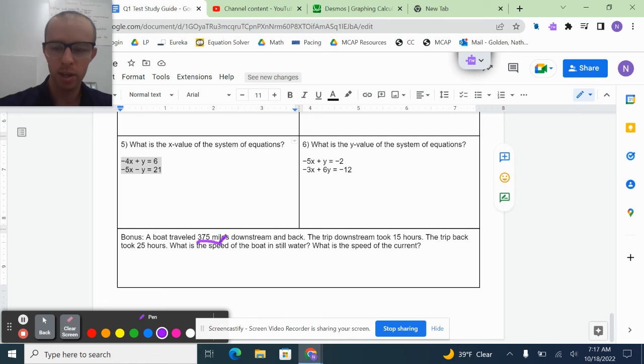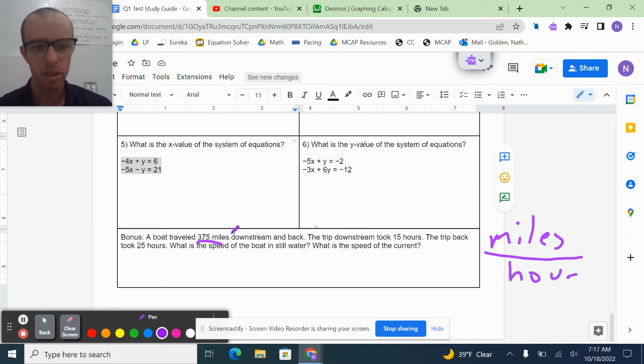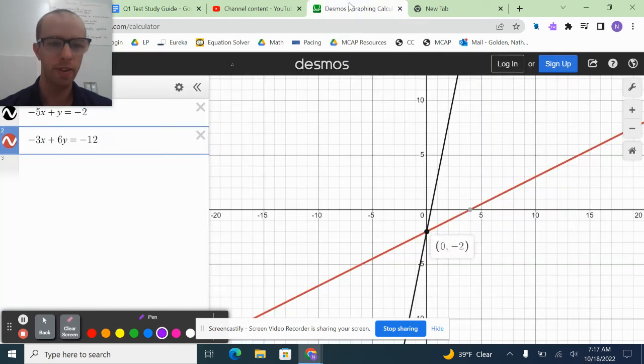So speed is miles per hour. I think that's just like something we should know. Speed is just distance over time. The distance here is miles. The time here is hours. So miles per hour. I need to figure out how many miles per hour the boat was traveling first. So when it's downstream, it's 375 divided by 15.